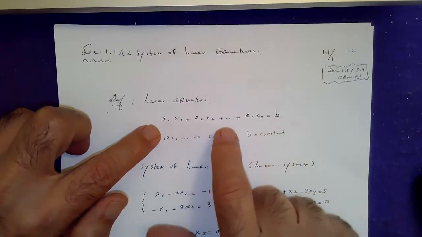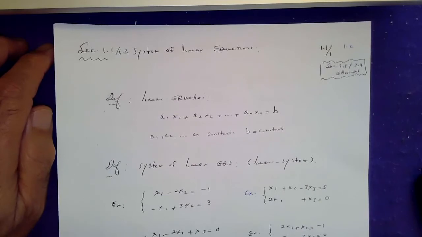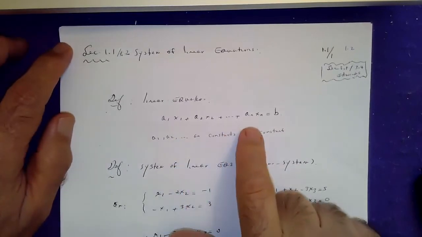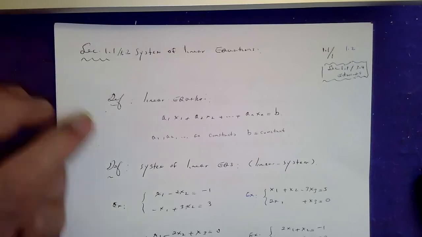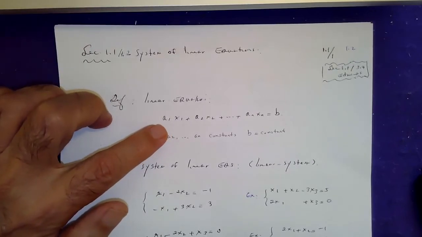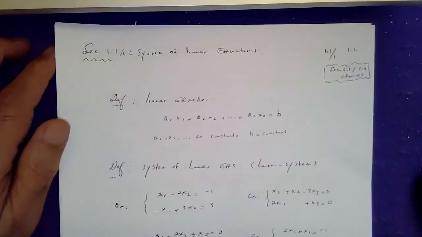Notice we avoid using what? Alphabets. Because there are 26 letters in the English alphabet, if the number of variables exceeds 26, then you'll be running out of letters. So therefore, we denote the variables with subscripts like x1, x2, x3, x4, and so on and so forth.